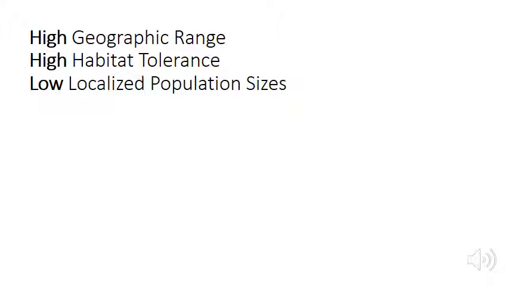So we can quickly have a look at some examples of species with different combinations of these factors. For example, let's look at a species with high geographic range, high habitat tolerance, but very low localized population sizes.